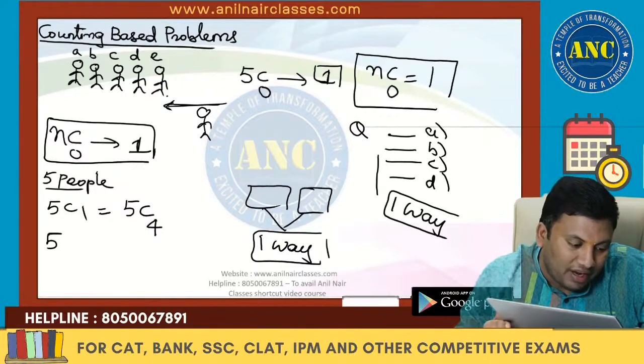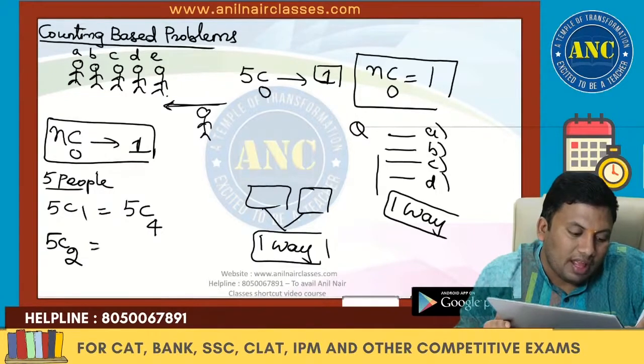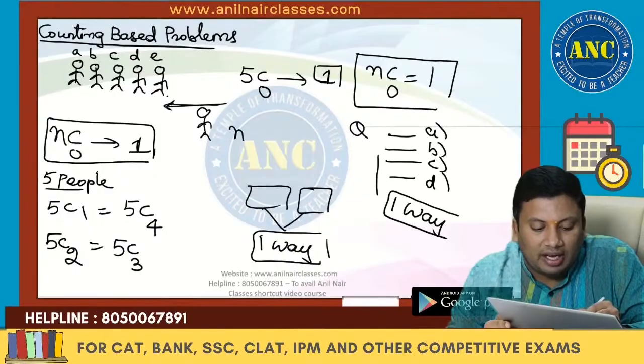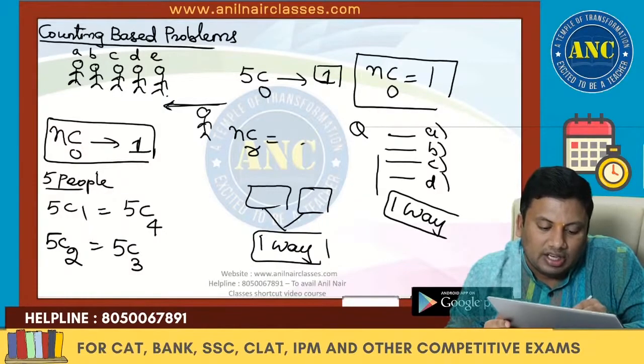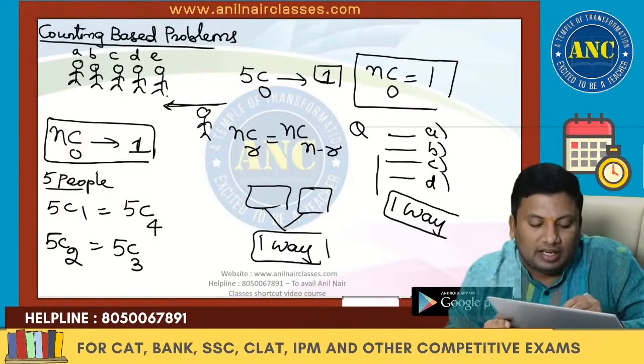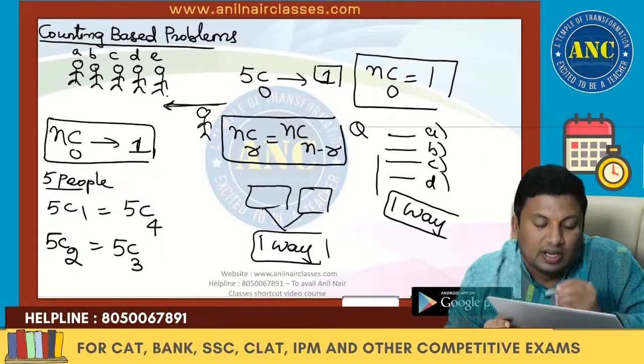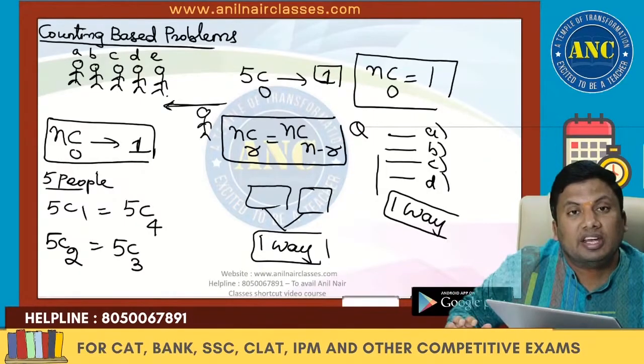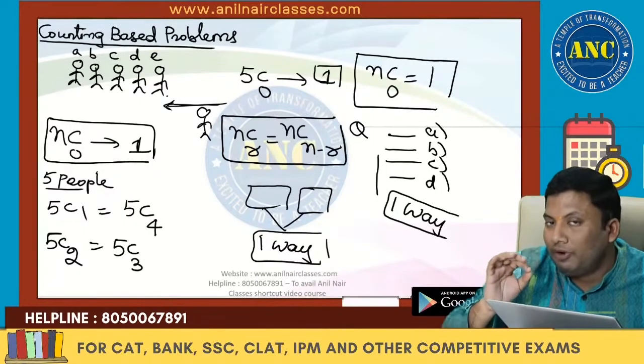Out of 5, if I am selecting 2, it is nothing but rejecting the remaining 3. Out of n, if I am selecting r, it is nothing but rejecting the remaining n minus r. Please make a note of it. nCr is equivalent to nC(n minus r). I hope the proof is clear.